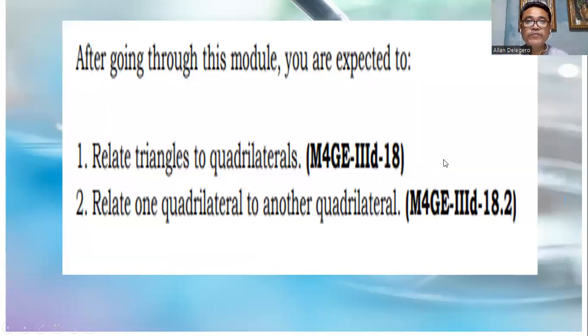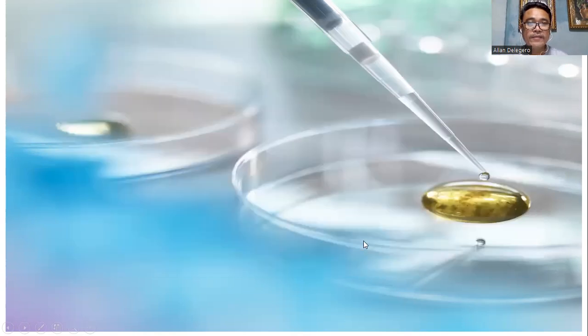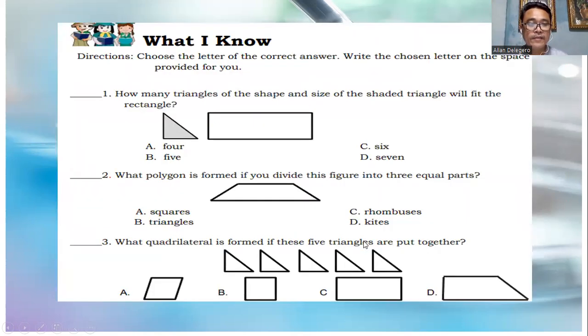After going through this module, you are expected to relate triangles to quadrilaterals, and relate one quadrilateral to another quadrilateral. And now, let's see how much you already know about the lesson. Choose the letter of the correct answer. Write the chosen letter on the space provided for you.